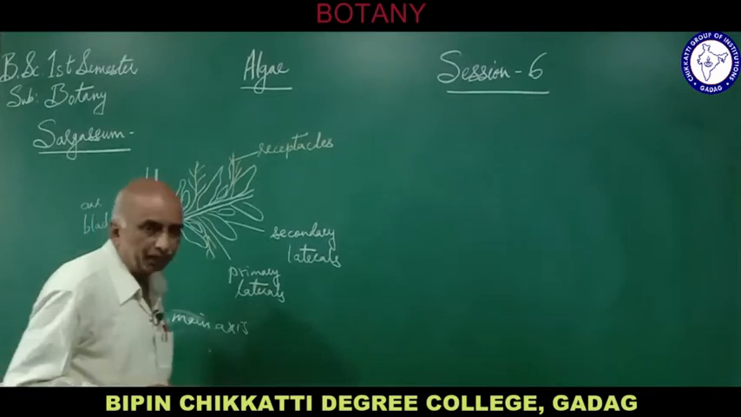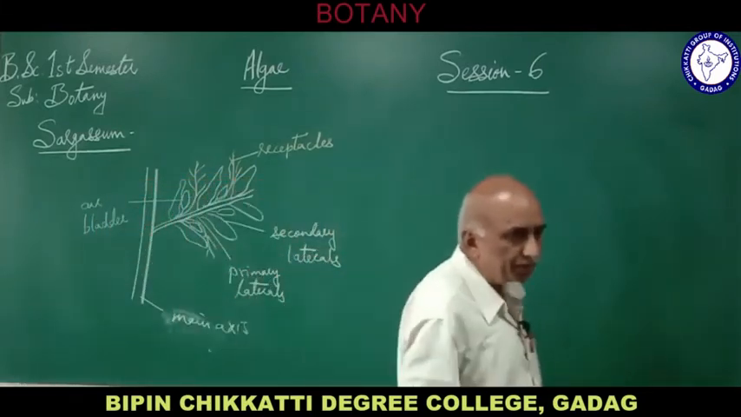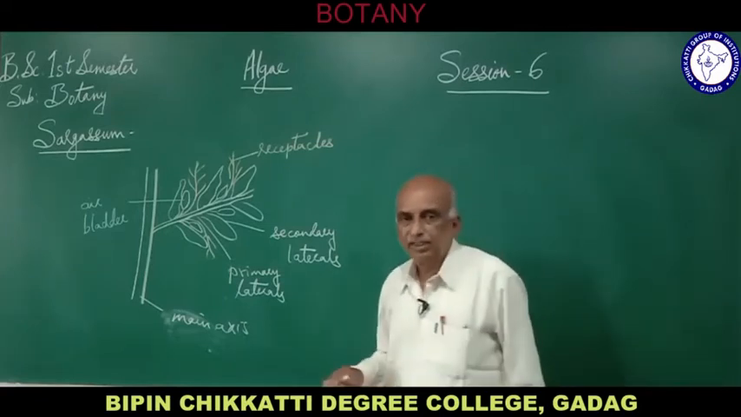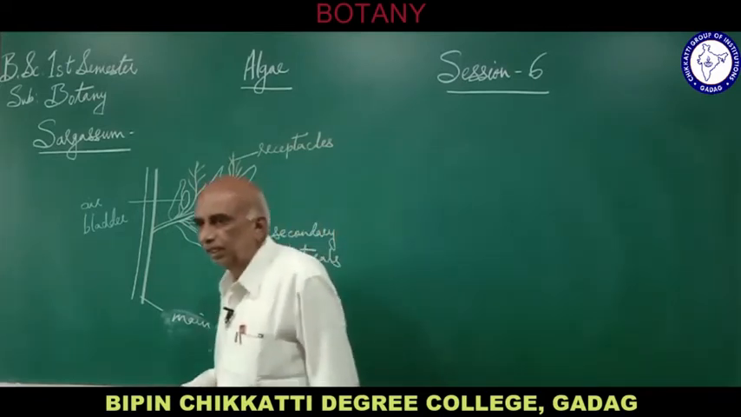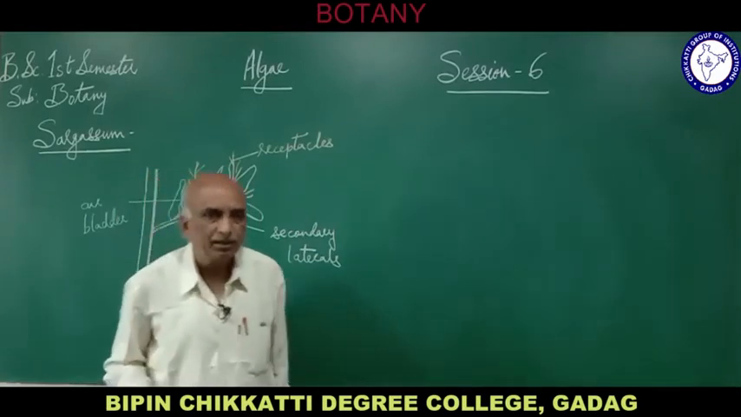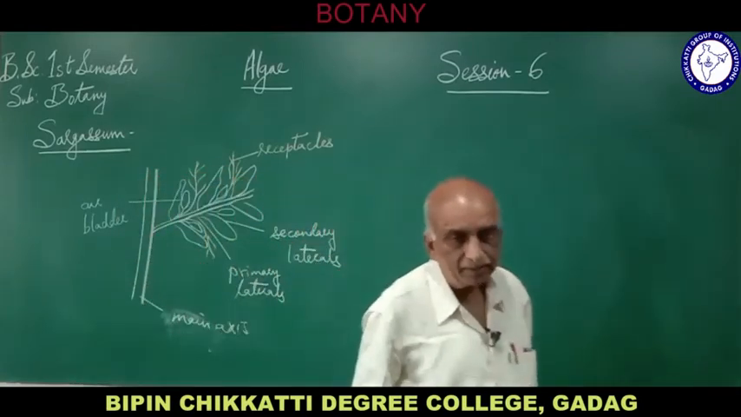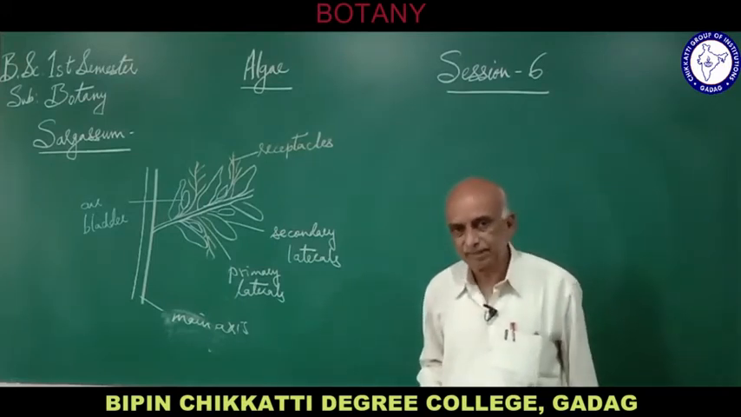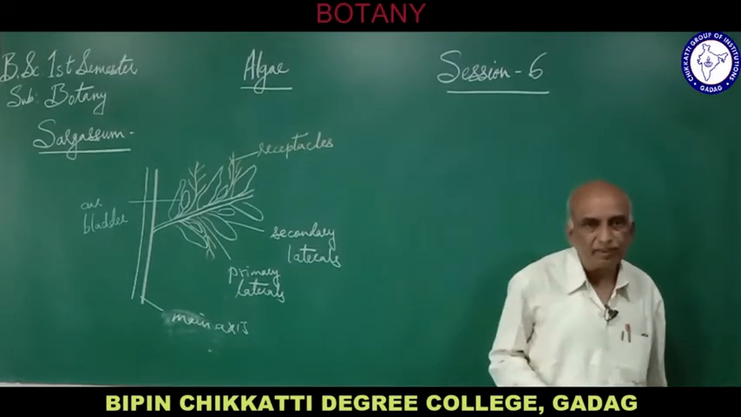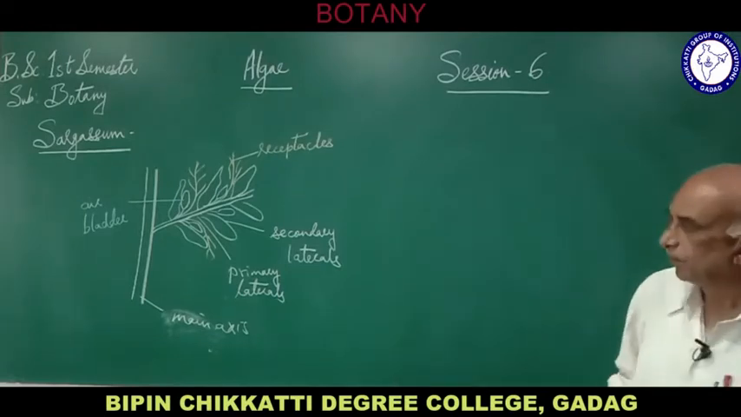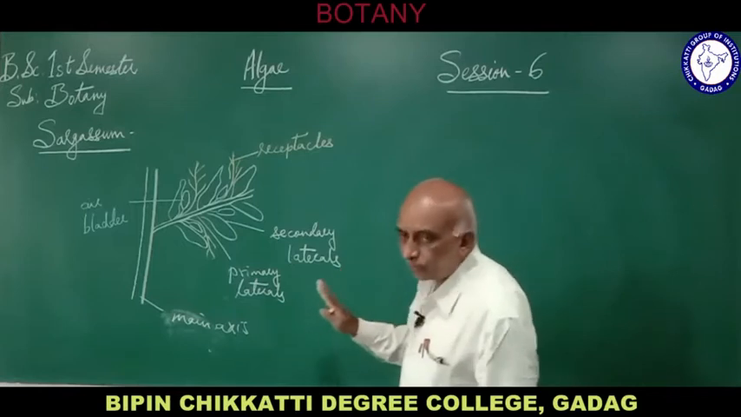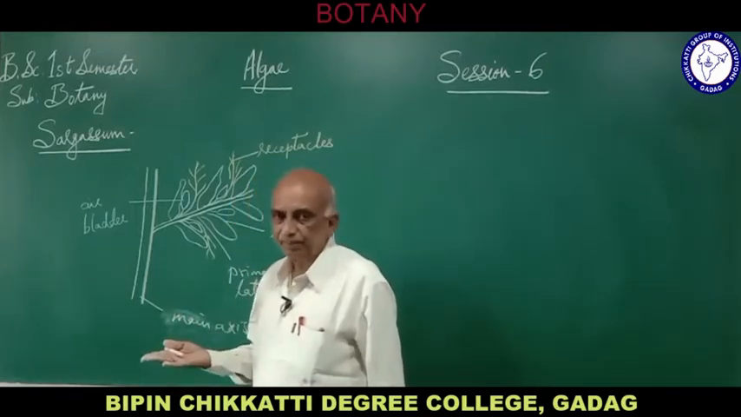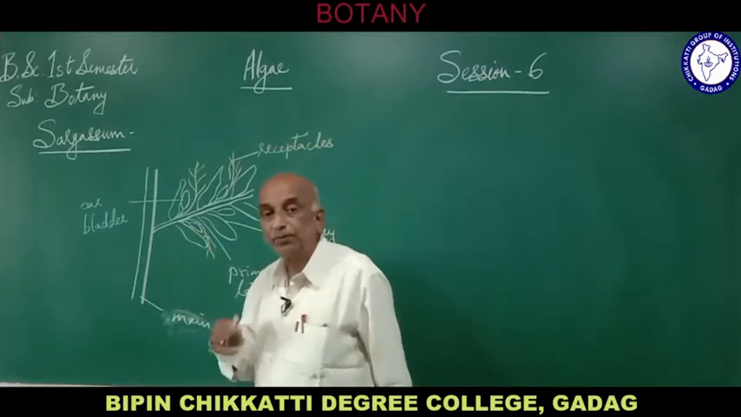Actually the plant body, or the body of Sargassum, is called the thallus. As we have already mentioned, whatever algae it is, whether green algae, brown algae, red algae, golden brown algae, or yellow-green algae, all have a thalloid body. That means the body of the algae is called thallus, because there is no well-defined root, stem and leaf. So here also there is no root, stem and leaf. This is not a stem, it is a stem-like structure, and these are leaf-like structures.